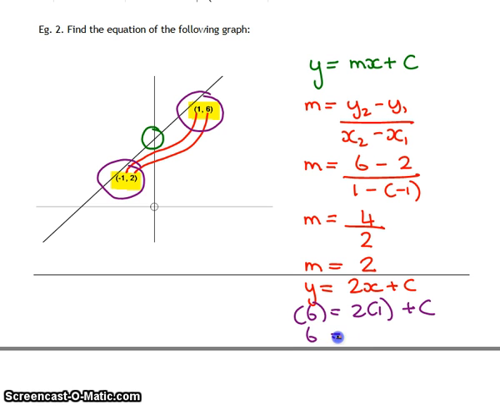If I quickly solve this, I get c is a value of 4. Which also looks quite possible because here I have a y value of 2 and it goes up to 6. So going through the y-axis at 4 is possible. Therefore, my answer is y is equal to 2x plus 4.